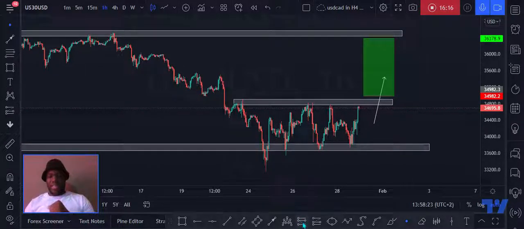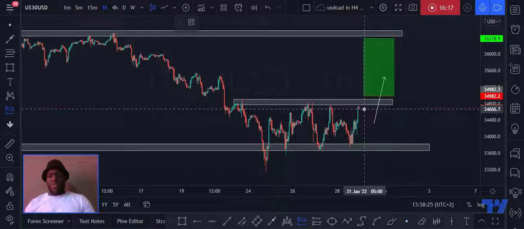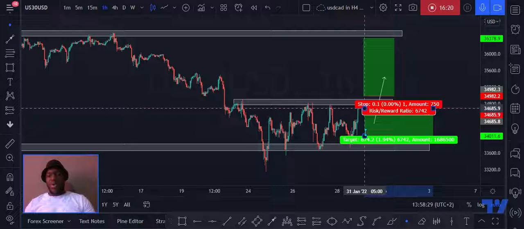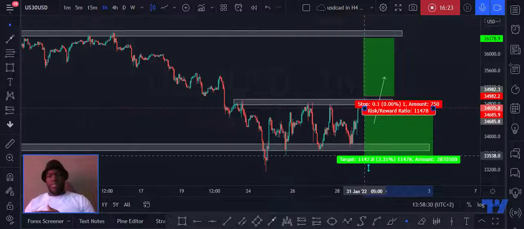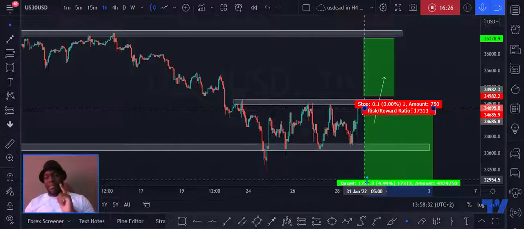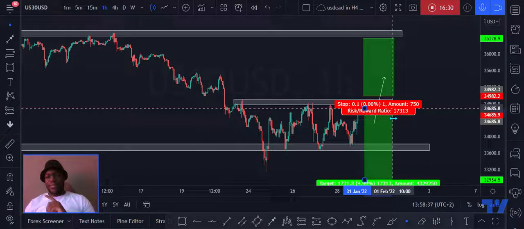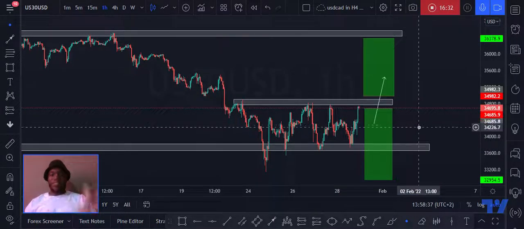Another thing that you must expect is that not only buying opportunities will be available, also selling opportunities will be available. And the next time the market is going to sell, it is going to break this structure. And I will tell you why. It's going to break this structure.